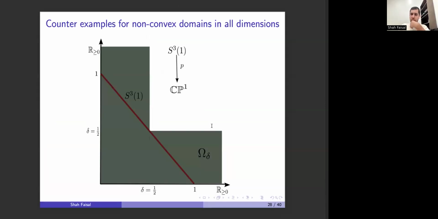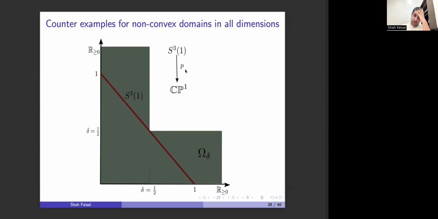The conjecture is not true if you take a non-convex domain in general. So here is an example. I take a non-disjoint union of cylinders of width 1/2. So delta I have fixed to be 1/2. So it's something corresponding to the union of these two strips, these infinite strips. And I consider the three-dimensional unit sphere, which I see as a Hopf fibration over CP1. So P is the projection in the Hopf fibration. So it's an S1 bundle over CP1.